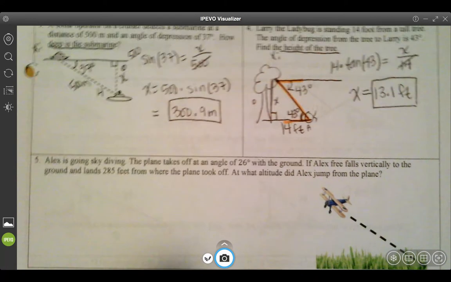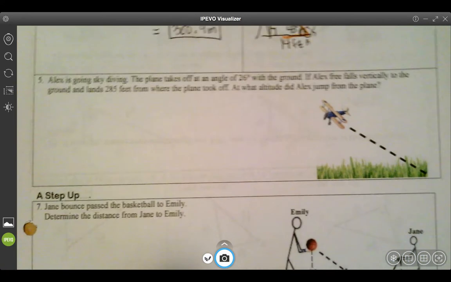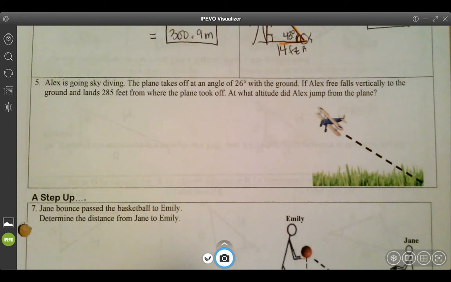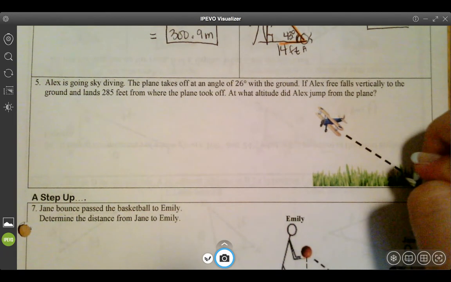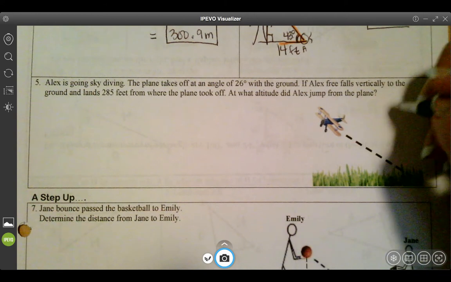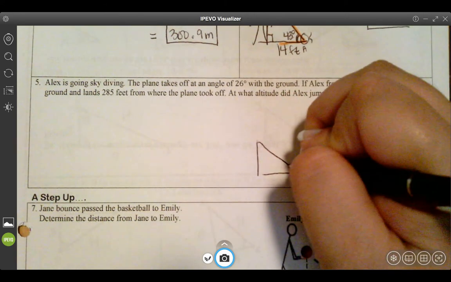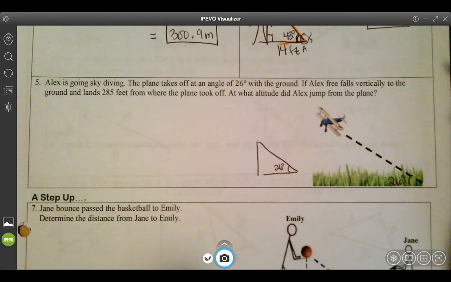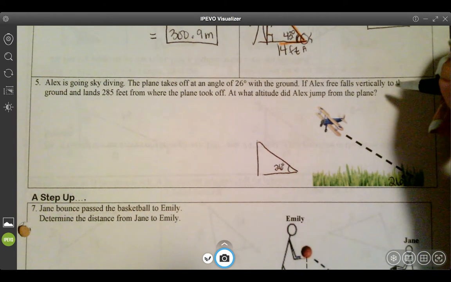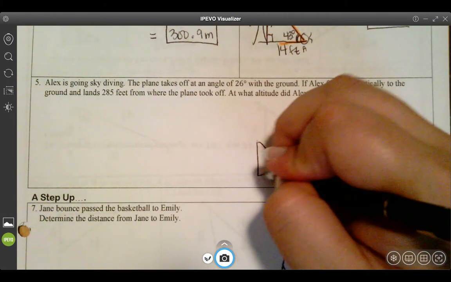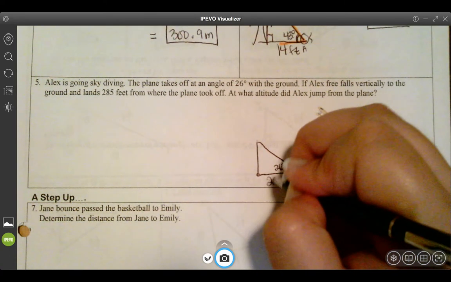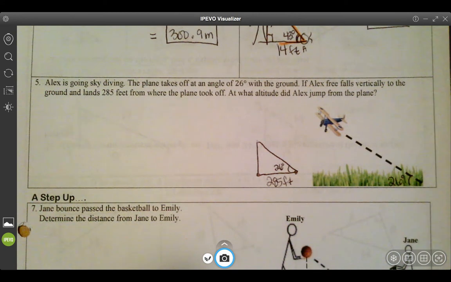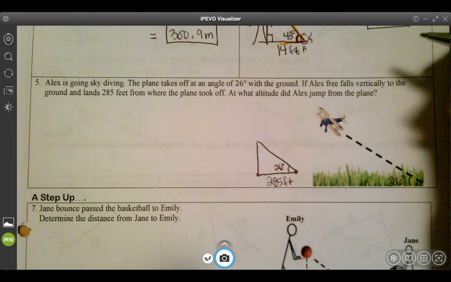And lastly, number 5, we're not going to do the step up. Number 5 here, Alex is going skydiving. The plane takes off at an angle of 26 degrees. So that's this angle here, 26 degrees. Maybe I'll draw it again so I can read it clearly. If Alex free falls vertically to the ground and lands 285 feet from where the plane took off, at what altitude did Alex jump from the plane?